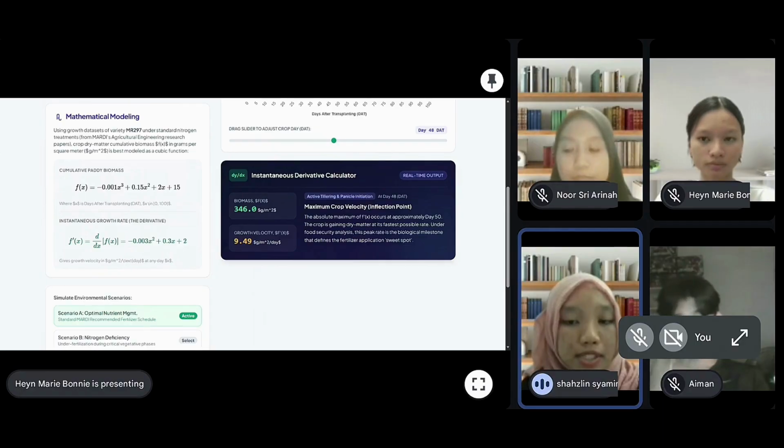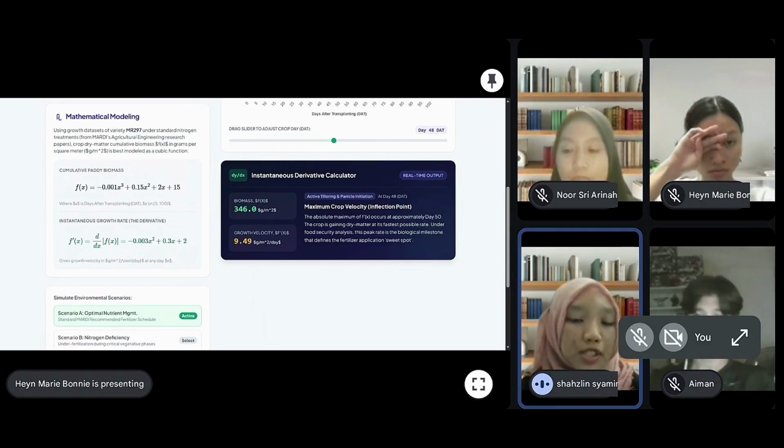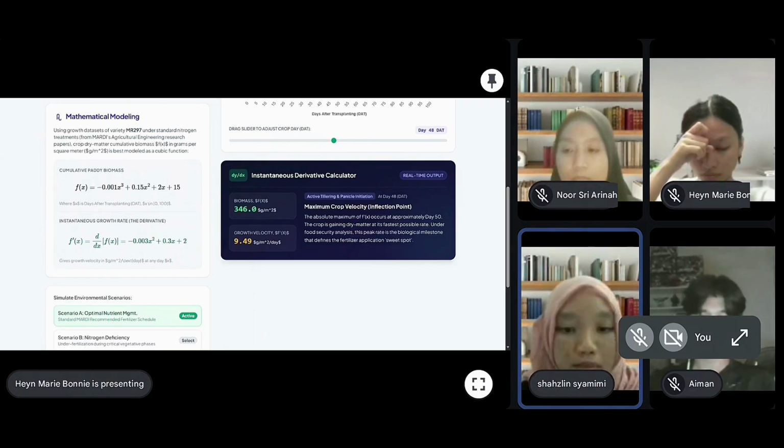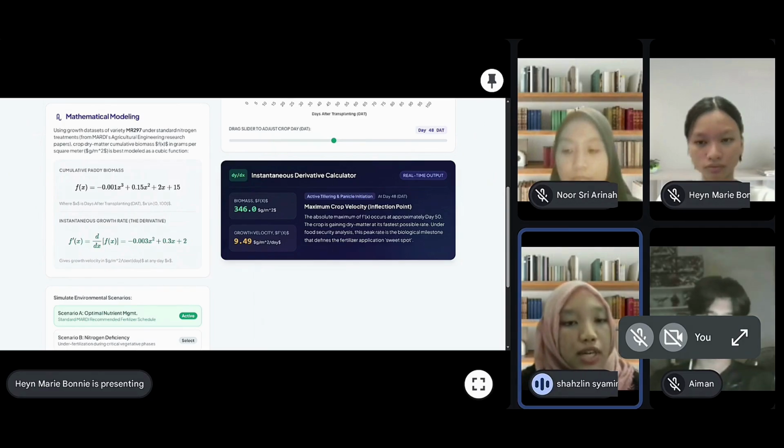from MOHD's research papers. The cumulative dry matter biomass function in grams per square meter is best modeled as f(x) equals negative 0.001 x cubed plus 0.15 x squared plus 2x plus 15, where x represents the days after transplanting in a range of 0 to 100 days.